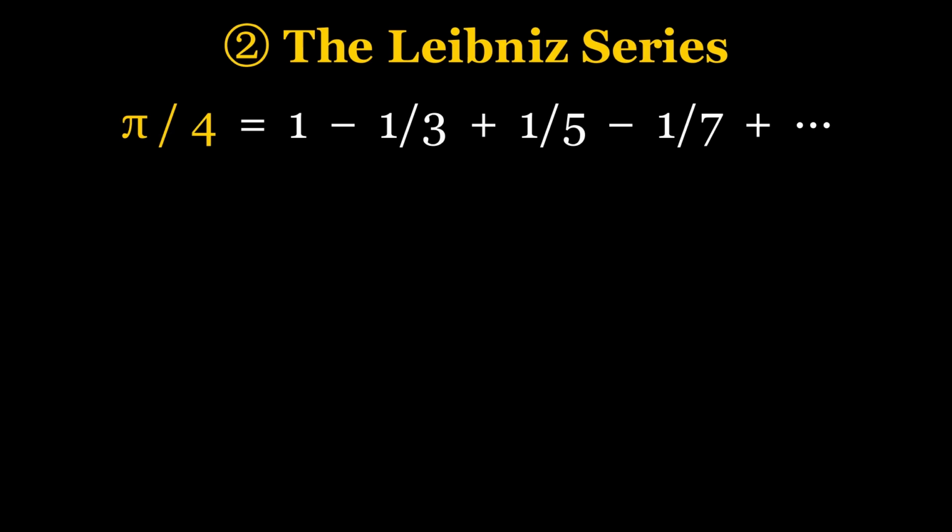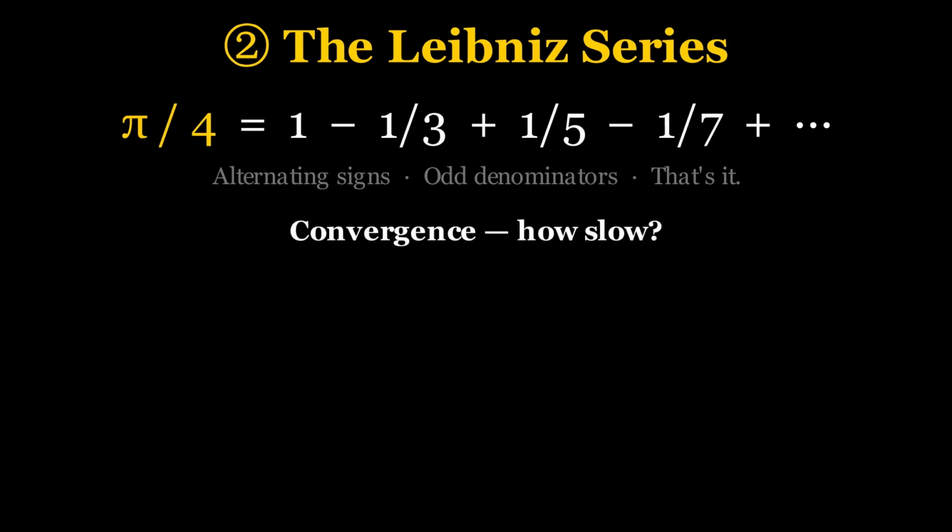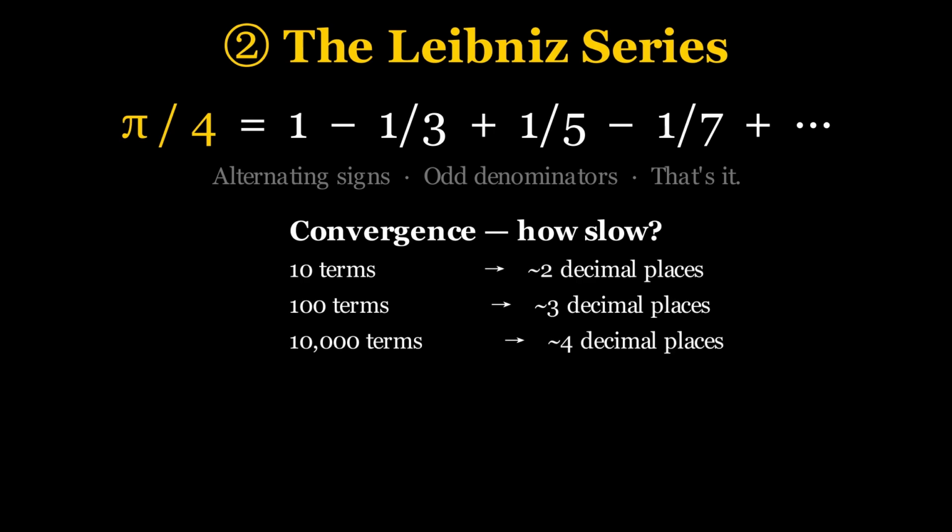The Leibniz series. Pi over 4 equals 1 minus 1 third plus 1 fifth minus 1 seventh plus ... alternating signs. Odd denominators. That's it. This is the Leibniz-Gregory series, and it is simultaneously one of the most beautiful formulas in math and one of the most useless for actually computing pi. After 10 terms, 2 decimal places. After 10,000 terms, 4. It converges agonizingly slowly.